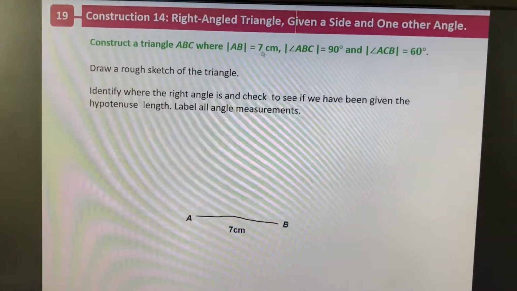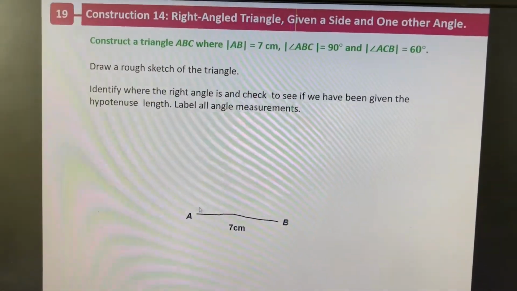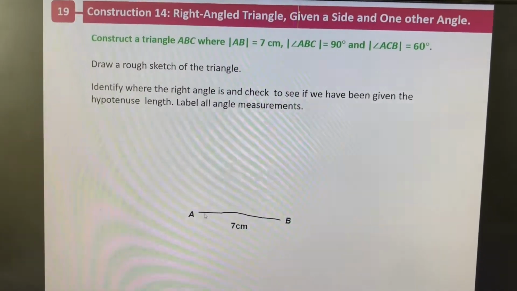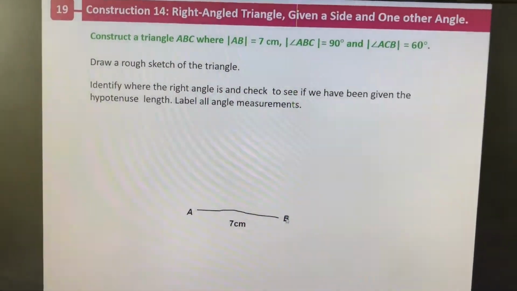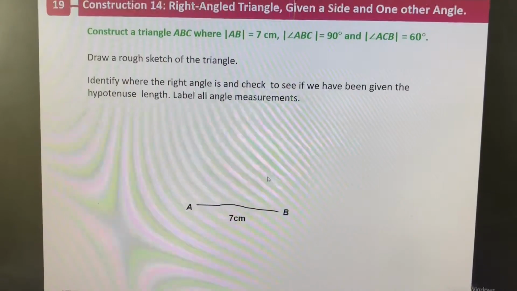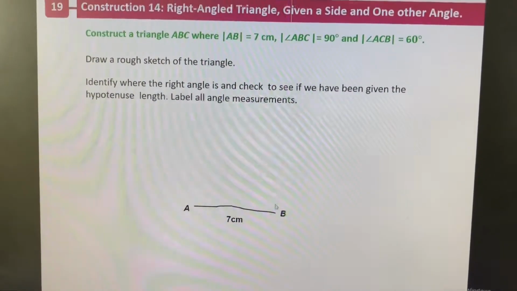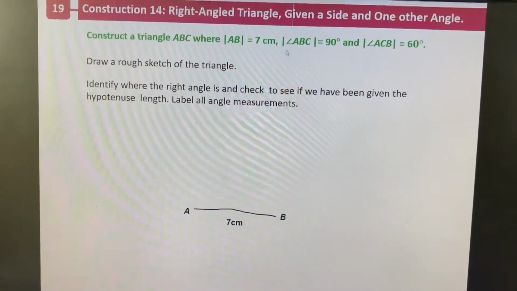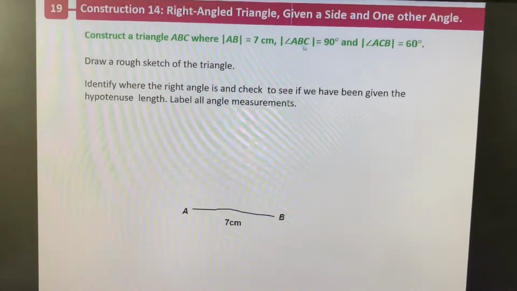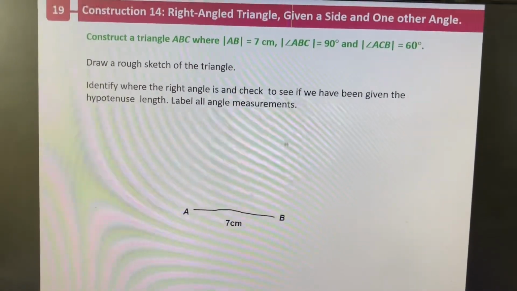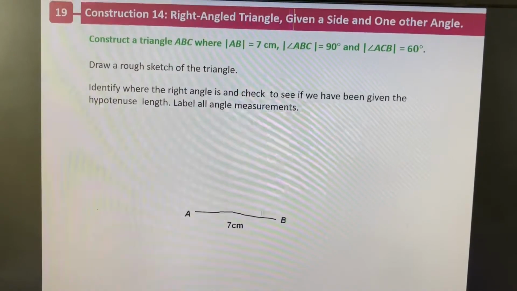So if we start off by drawing our one and only side length, remember that this is just squiggly because it's demonstrating, it's just a rough sketch, but I'd still like to see it nice and neat in your copies. And we know that the angle at B is 90 degrees, so we're going to have the 90 degree angle up here.